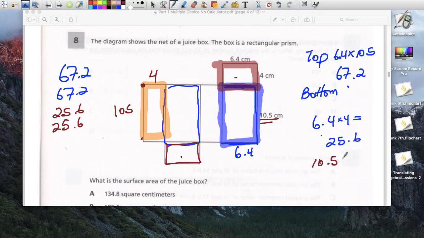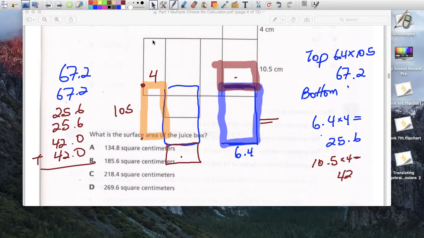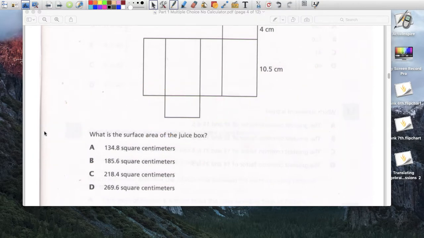10.5 times 4 equals 42. And I'm going to have 42 twice. 42.0, 42.0. I can add them up. 42 plus 42 plus 25.6 plus 25.6, and then 67.2 plus 67.2. That's going to give me 269.6. Is there 269.6? Yes, there is. This one is choice D.